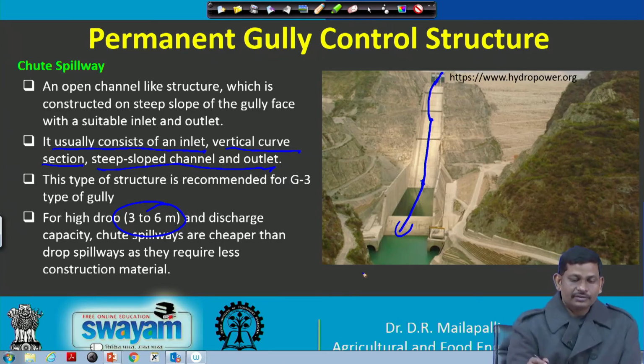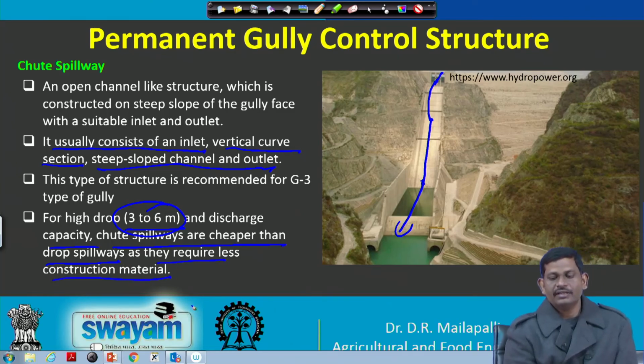Okay. So, this is more effective when the slope of the land is higher, and for drop it will be 3 to 6 meters. The chute spillways are cheaper than the drop spillways as they require less construction material. Also, this is not complicated, so its construction is easy.